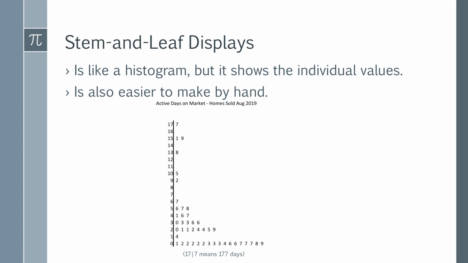So this also has the exact same distribution as the histogram. If you were to take this and flip it on its side, you can see that it has the same distribution that the histogram has. This is just easier to draw by hand, and it gives you the exact number of values. So you can see that, okay, we had a home that was on the market for 14 days. We had one home that was on the market for 67 days. So you know the exact number of days that it was on the market.